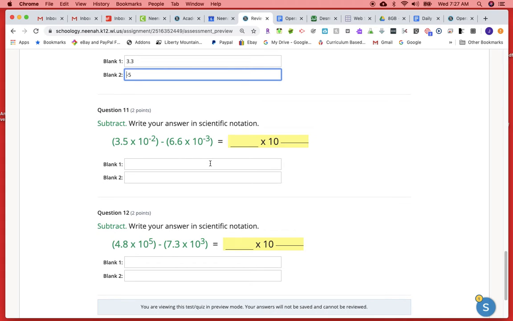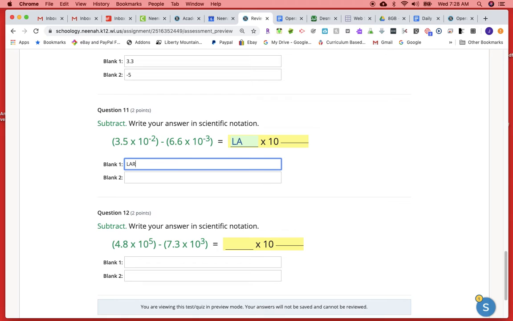So what I want to do is I'm going to pick changing the exponent to match the larger exponent. So when we're looking at two negatives, the larger exponent is going to be the one that's closest to 0. So -2 is closer to 0 than -3. So -3 is smaller. So I want to change this -3 to match this -2. To get -3 to equal -2, I need to add 1.